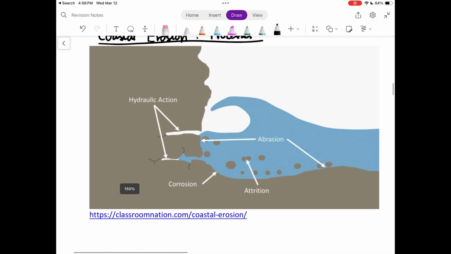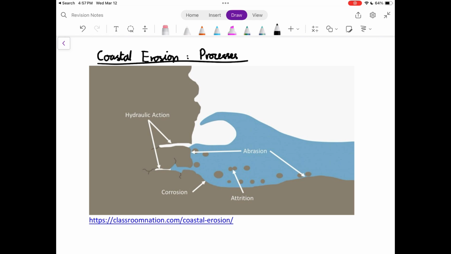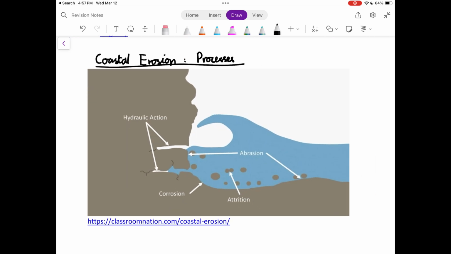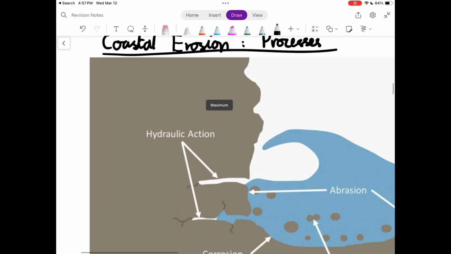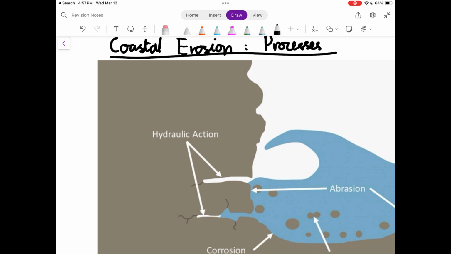Okay, so next we're going to be looking at coastal erosion and the 4 different processes of it. This is very similar to the erosion in rivers, so there are just a few minor differences that you may need to know. So the first one is hydraulic action, which is pretty much the same as rivers. So the force of water getting into the cracks of the seawall. So instead of the riverbank, it will be the seawall in this case.